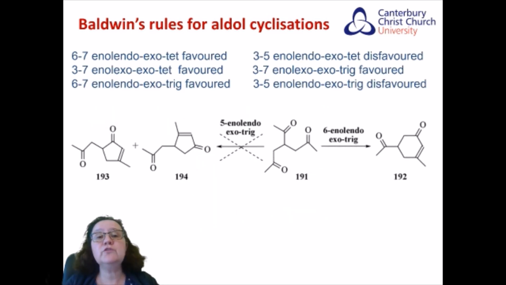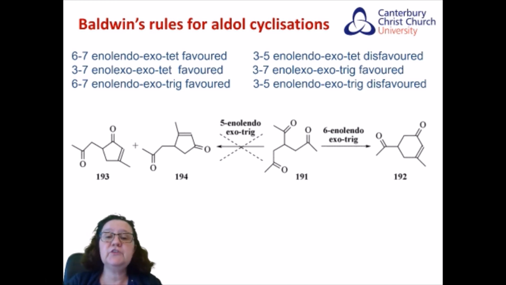And Baldwin's rules for all those cyclizations, well, this is an example of the ones that are favored and the ones that are disfavored. Again, they are guidelines more than rules. Being disfavored doesn't mean that the reactions do not happen. It just means that if there are competing reactions that are faster, those will happen preferentially, and the ring formation will not take place.